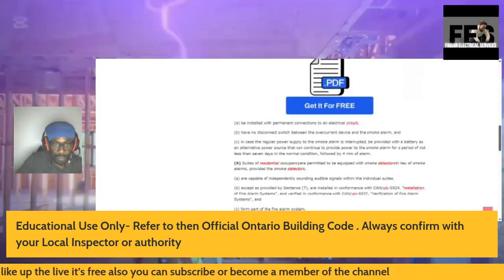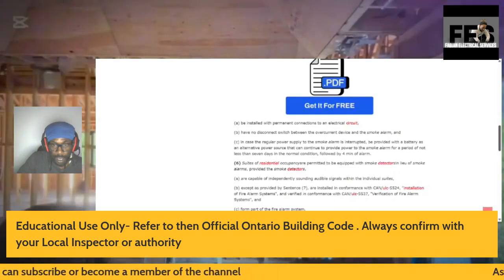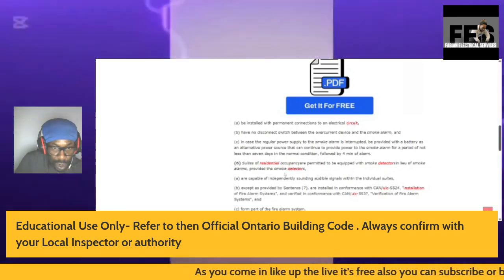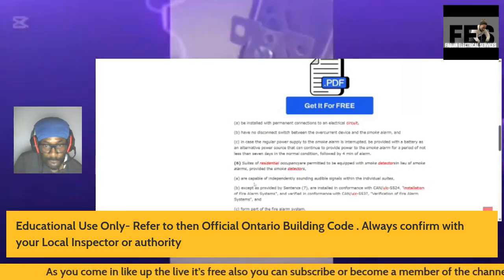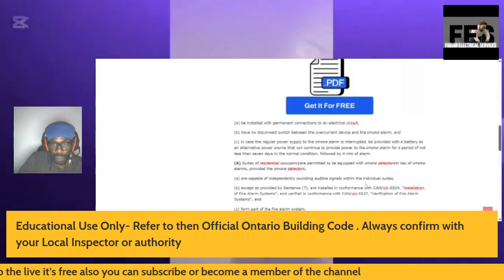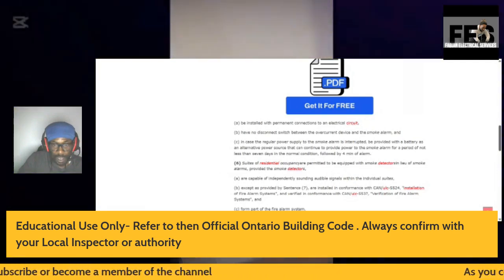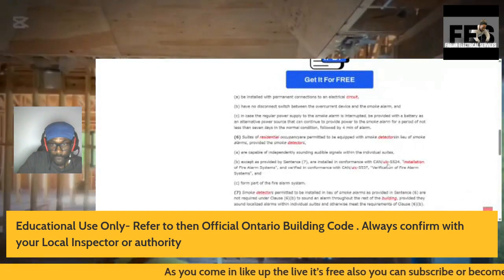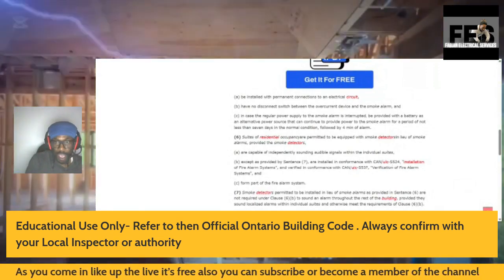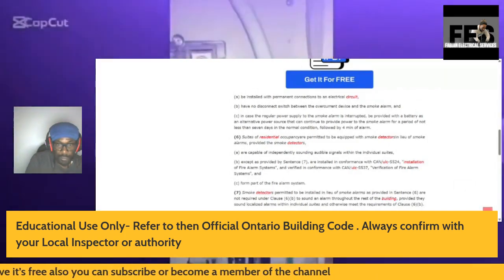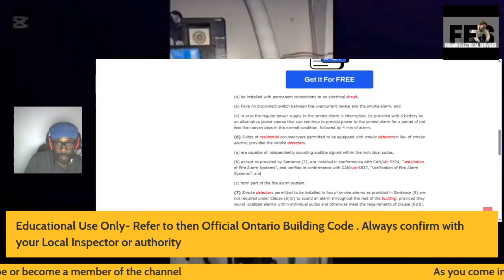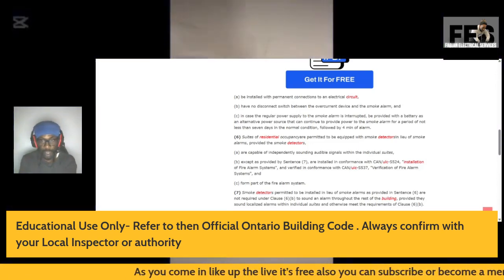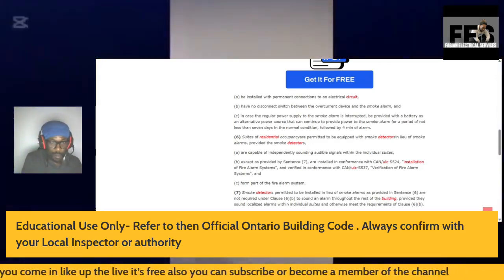Suites of residential occupancy are permitted to be equipped with smoke detectors in lieu of smoke alarms, provided the smoke detectors are capable of independently sounding audible signals within the individual suites, except as provided by sentence 6, are installed in conformance with CAN/ULC-S524, installation of fire alarm systems, and verified in conformance with CAN/ULC-S537, verification of fire alarm systems, and form part of the fire alarm system.